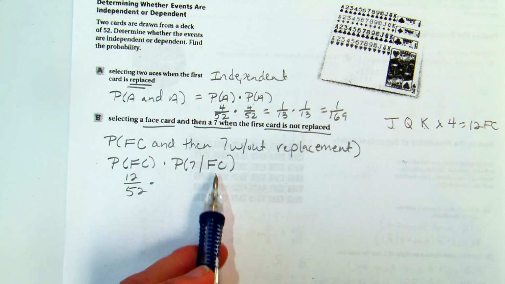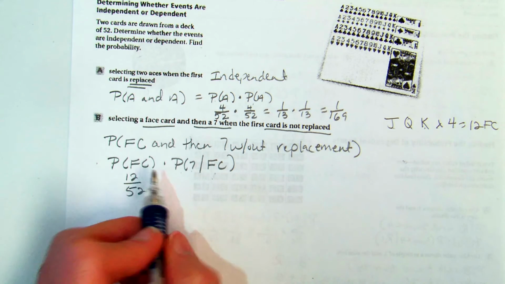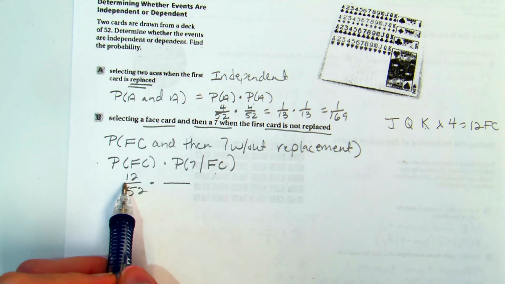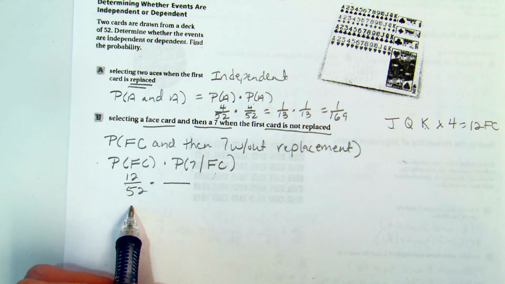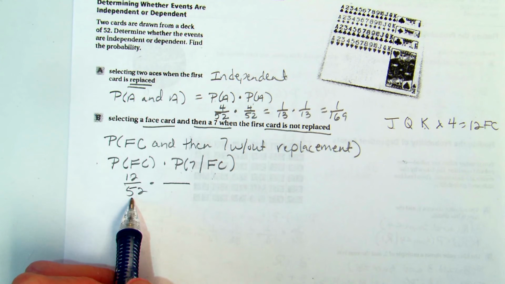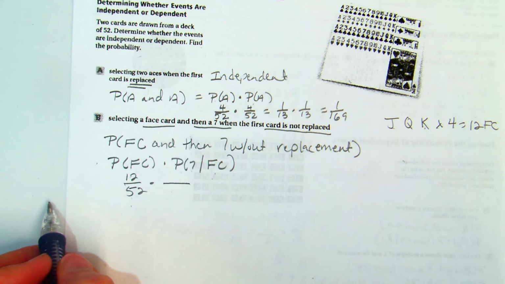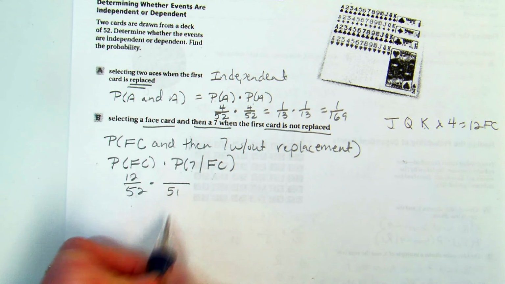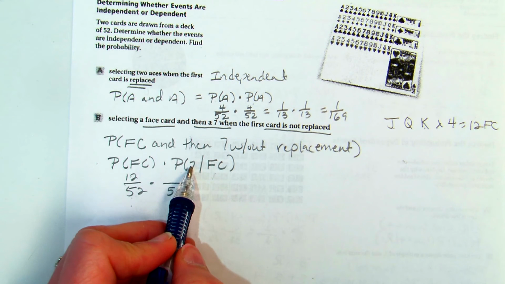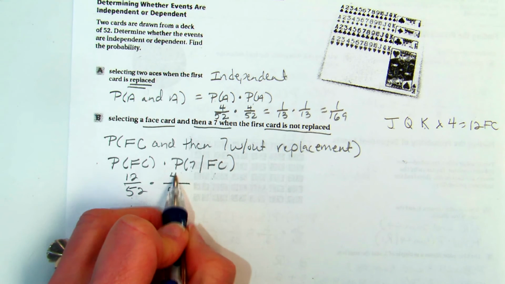Well, if I pick a card and I don't put it back, what's my new denominator? Now, I picked one card, and it was a face card. That's what we have to assume, that we're going to pick a face card. So that probability is 12 out of 52. And once I pick a card and I don't put it back in, that makes my denominator be 51. And what's the probability that I'm going to pick a 7? There's 4 7s in that deck of cards, so the probability is 4 out of 51.